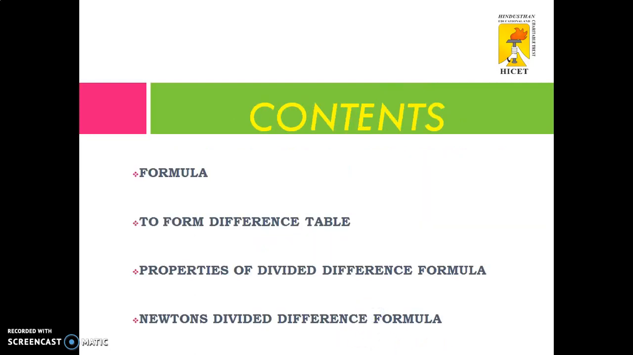The contents in this video are the formula for Newton's divided difference method, then how to form a difference table, properties of the divided difference formula, and a problem solved using Newton's divided difference formula.